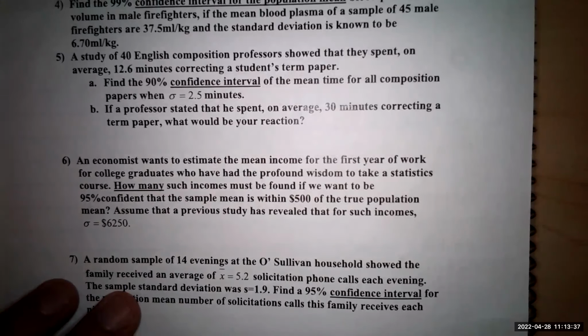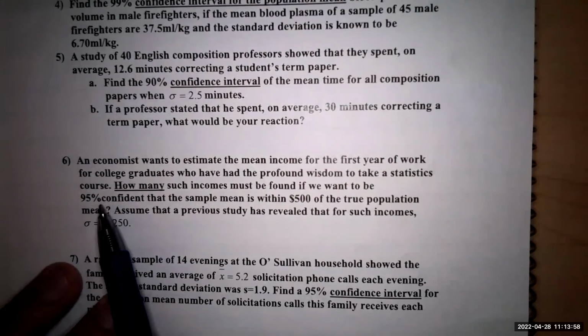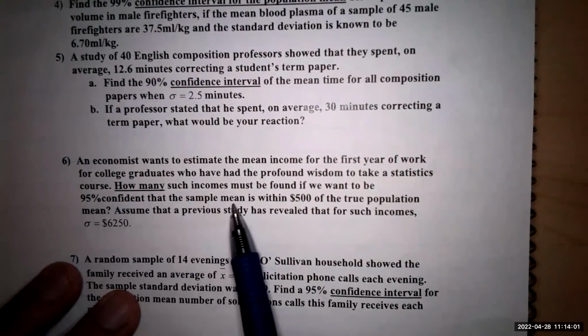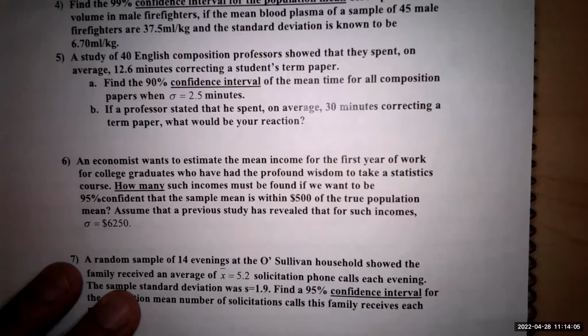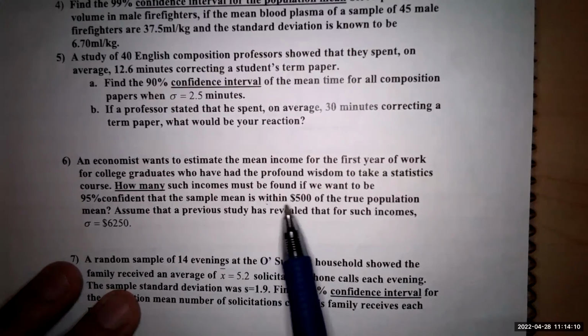An economist wants to estimate the mean income for the first year of work for college graduates who have had the profound wisdom to take a statistics course, of course. So how many such incomes must be found? N is missing. You want a confidence interval of 95%, so C is 95, and you want the sample mean to be within 500. You see, this expression within gives you the hint that this is the marginal error.